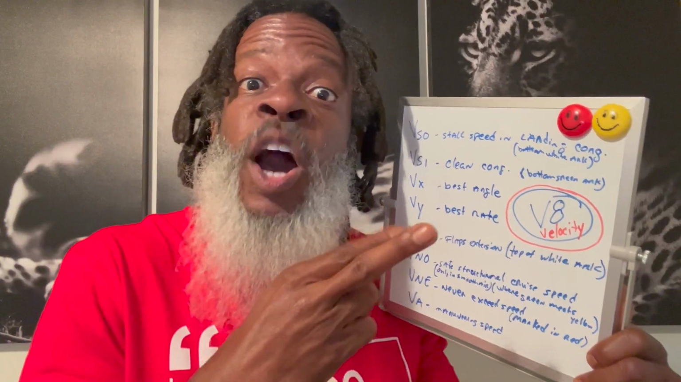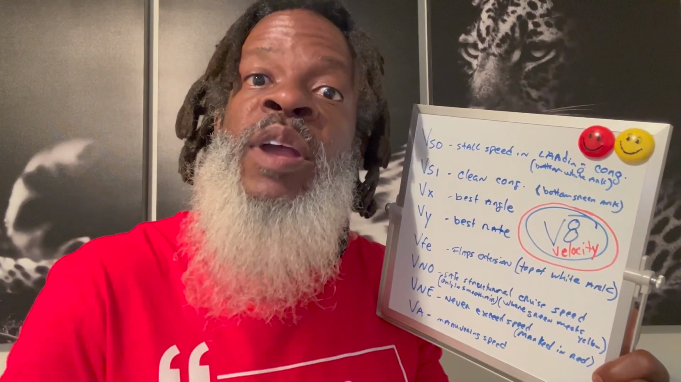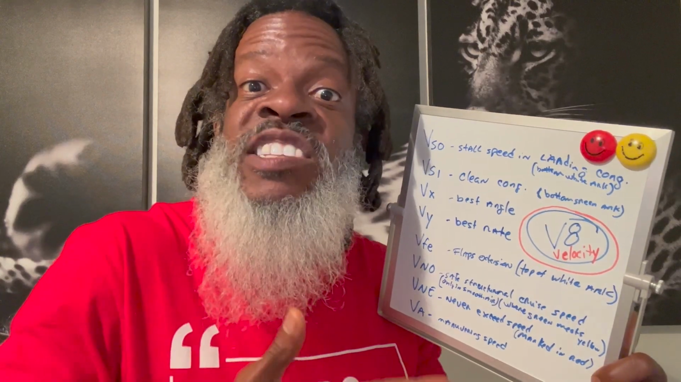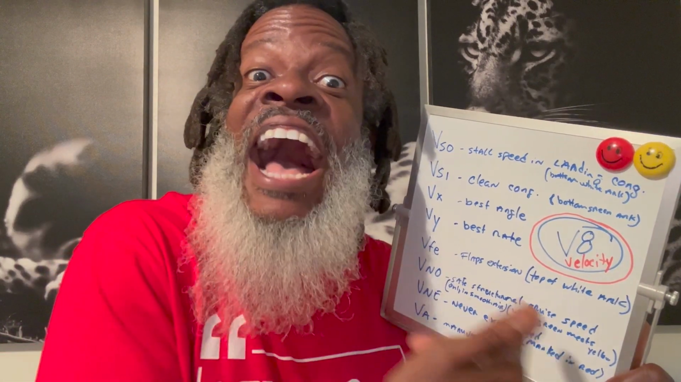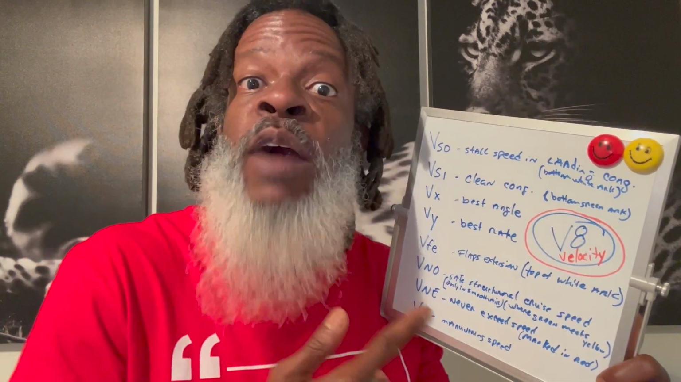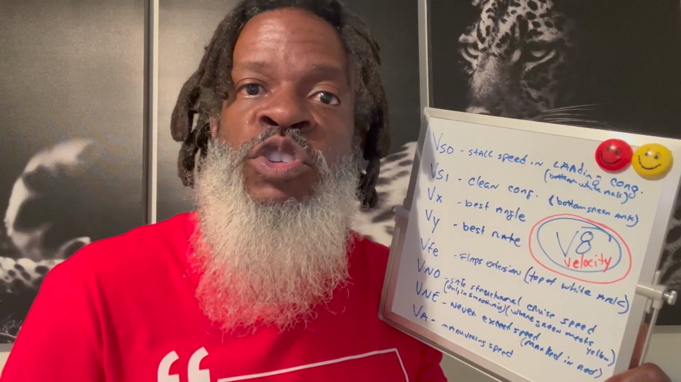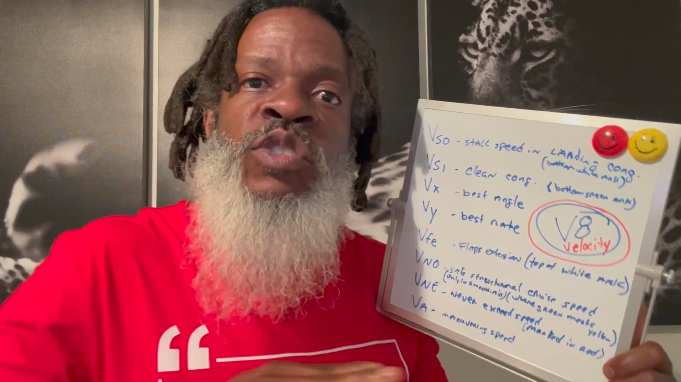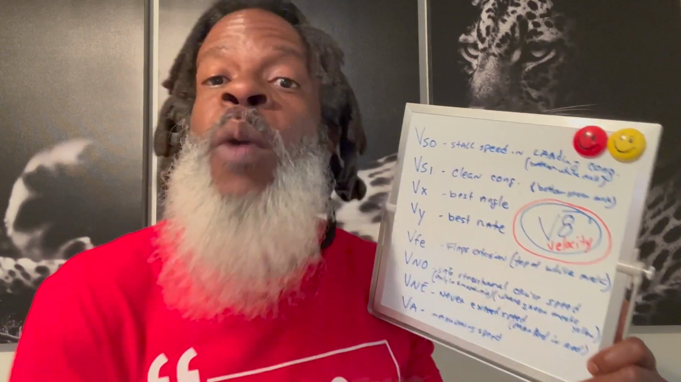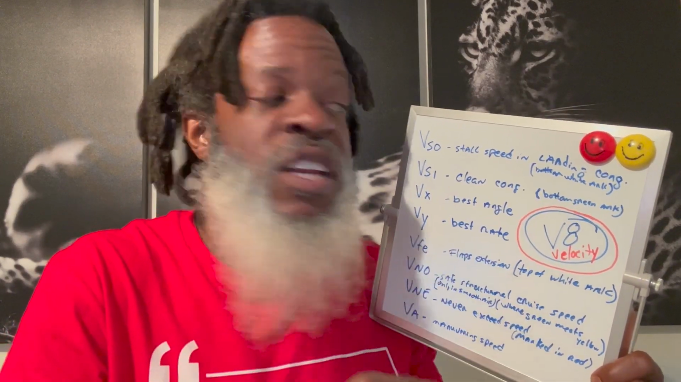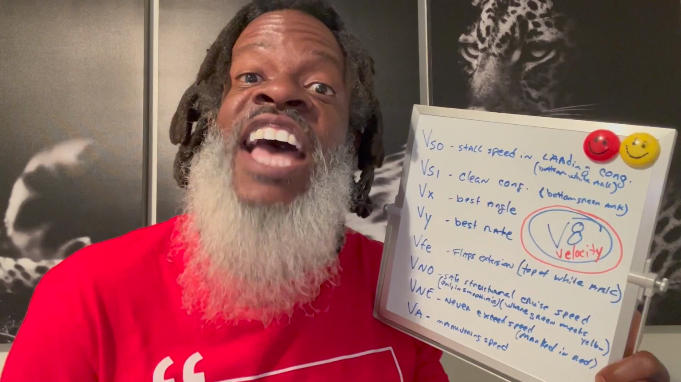Since we're going to couple these together, VY would be easier to remember if you know what VX is, because VY is the best rate of climb. So it's the most altitude that you can achieve over a given time. VX, the most altitude you can achieve over a given distance. VY, the most altitude you can achieve over a given time. So climbing at that nice steady rate can give you the climb that you're looking for on a nice normal type of takeoff. Couple it together with VX. That way you have those two together and you can understand the difference between them, just like you did with VSO and VS1.